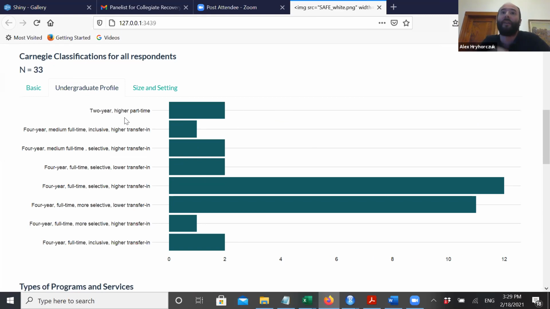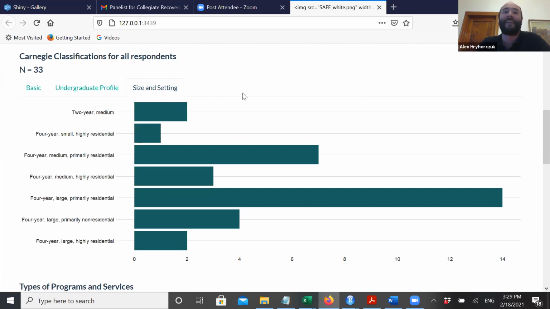I'd certainly like to hear feedback on whether these are too specific, and do we want three categories instead of nine or whatever? But then the size and setting. So the idea is not just to tell you what kind of schools have responded so far, but when you get into the other results that you care about, to be able to use this as a filter: how are two-year schools responding? How are primarily non-residential schools doing compared to residential schools, et cetera?